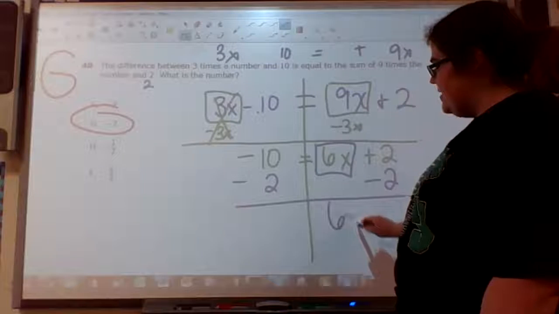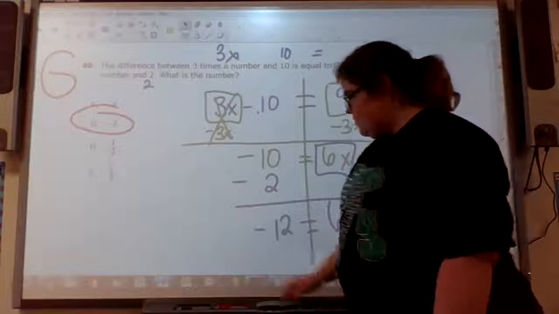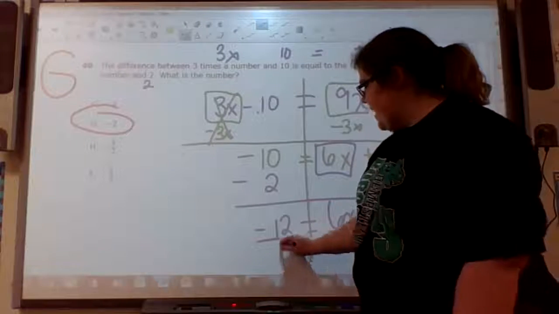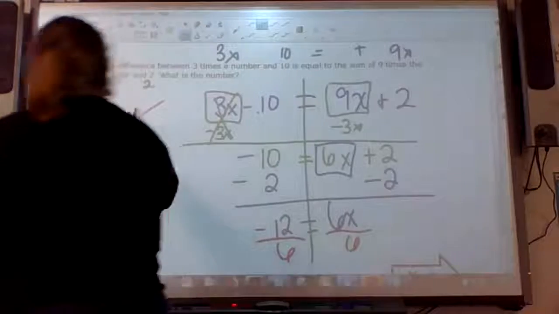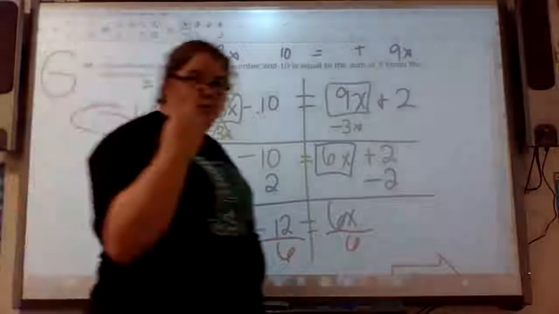So I'm left with 6x equals negative 12. My last step, instead of multiplying, divide. And 12 divided by negative 6 is negative 2. Two more to go.